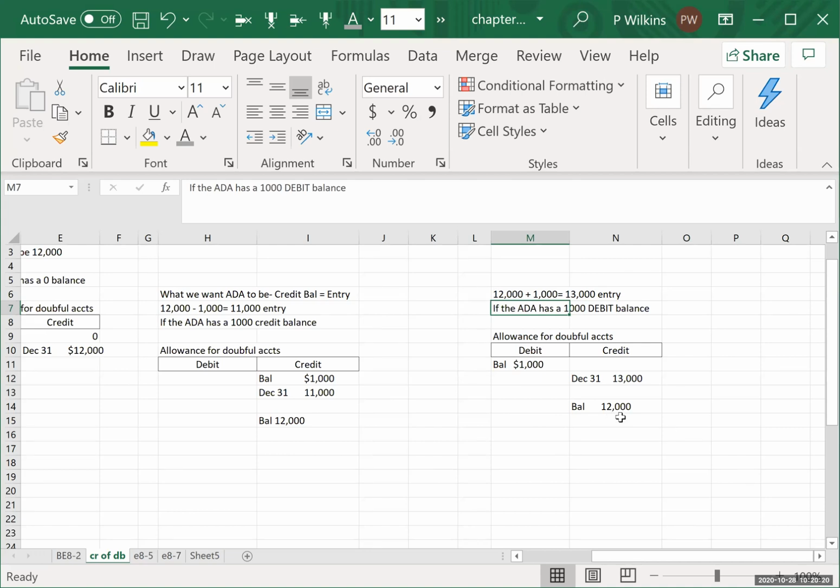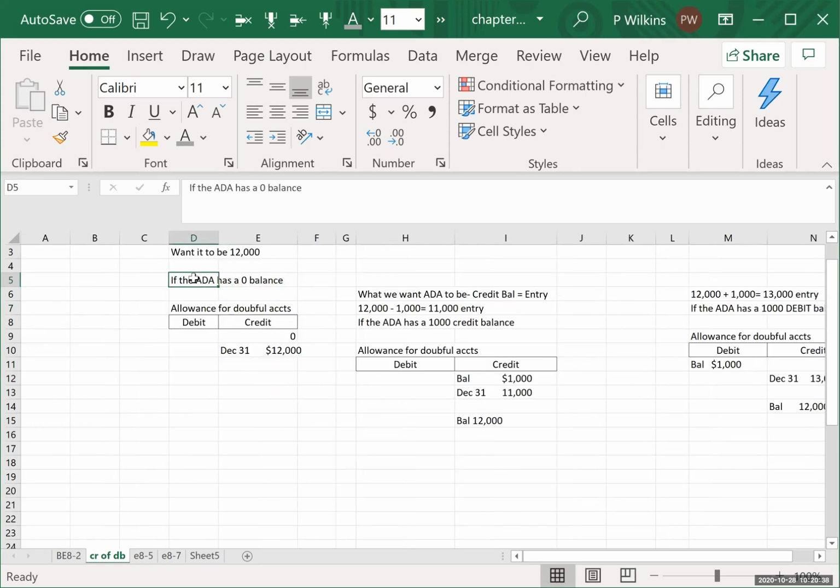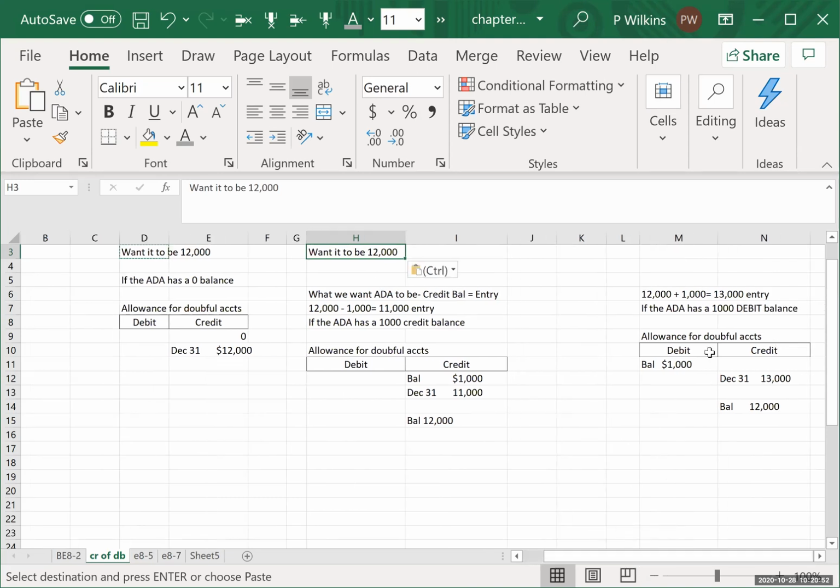That's what we're always looking for. What do we want the ADA balance to be at the end? Okay. So if it has a zero balance, your entry is the same as what you want the number to be. And we want the number to be 12,000 for all of these examples. If it's a credit balance, you're going to subtract the credit balance from the amount that you want the number to be to get your entry. If it is a debit balance, you're going to add the debit balance to the amount you want the number to be to get your entry, okay?